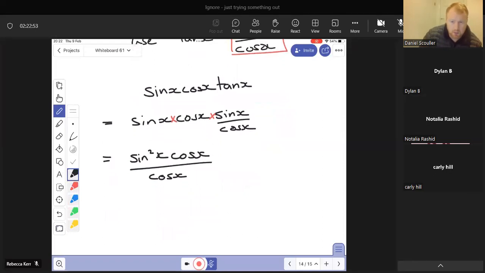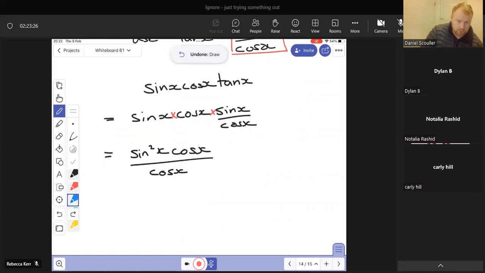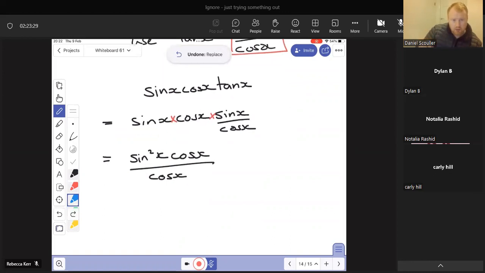Just remember, when we are multiplying fractions, we're just multiplying the top lines and then multiplying all the bottom lines. If it's just a whole number or a whole term like sin x or cos x, they all just stay in the top line. Another way we could have written them is sin x over 1, cos x over 1, but we don't write that. So it's sin x multiplied by cos x multiplied by sin x.